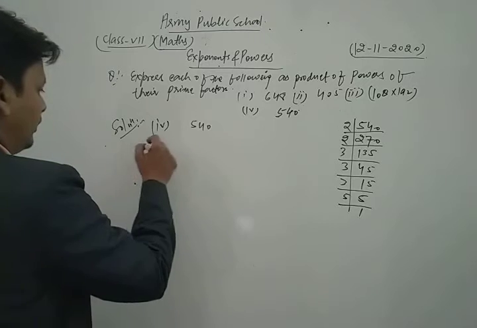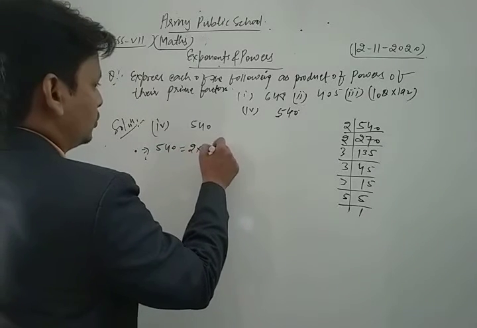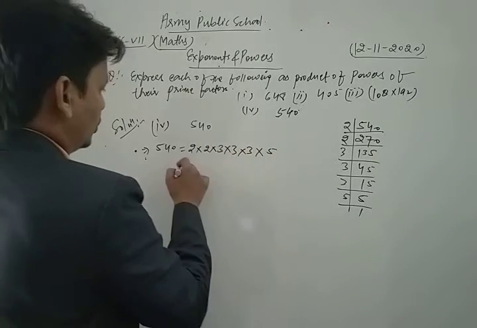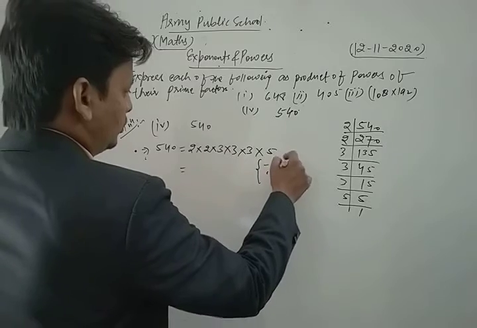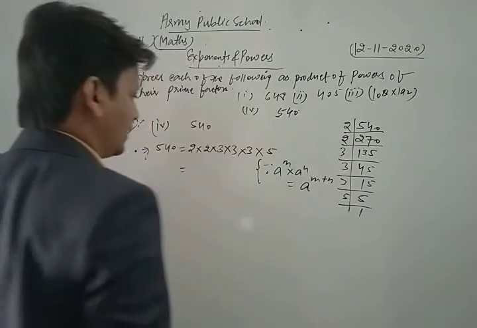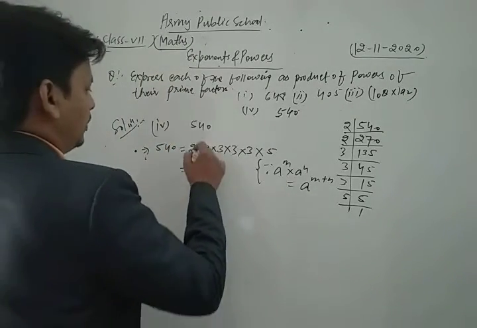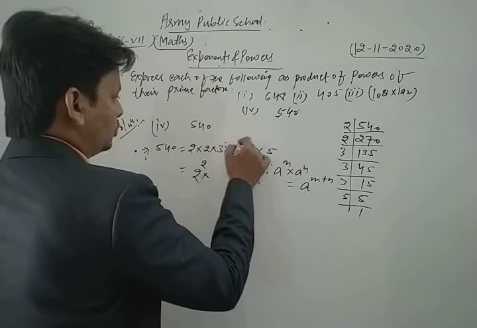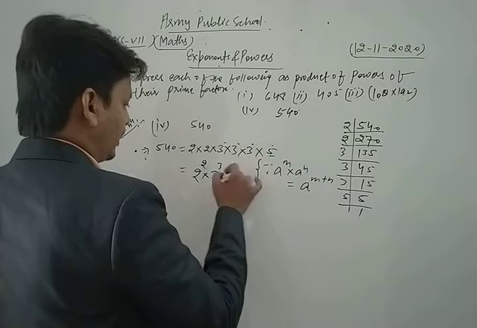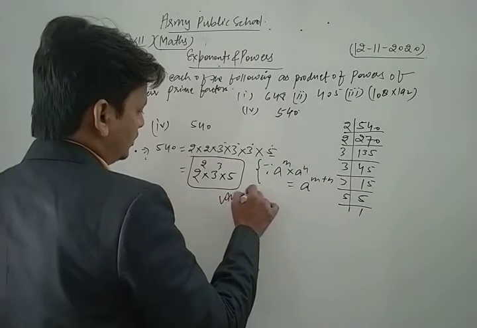So we can write 540 in the form of 2 multiplied by 2 multiplied by 3 multiplied by 3 multiplied by 3 multiplied by 5. Since we know that a to the power m into a to the power n is equal to a to the power m plus n, we apply that law of exponents. So we get 2 to the power 2, 3 to the power 3, into 5. Okay, so this is the required solution of the given question.